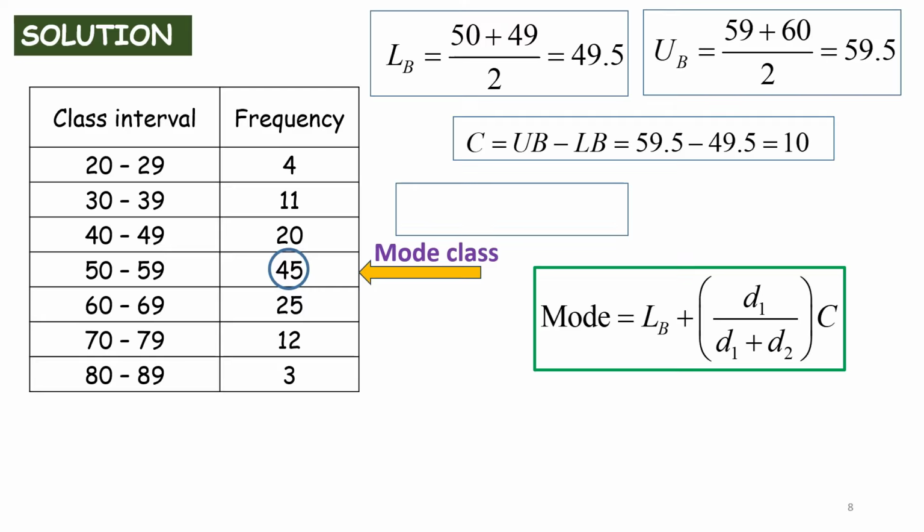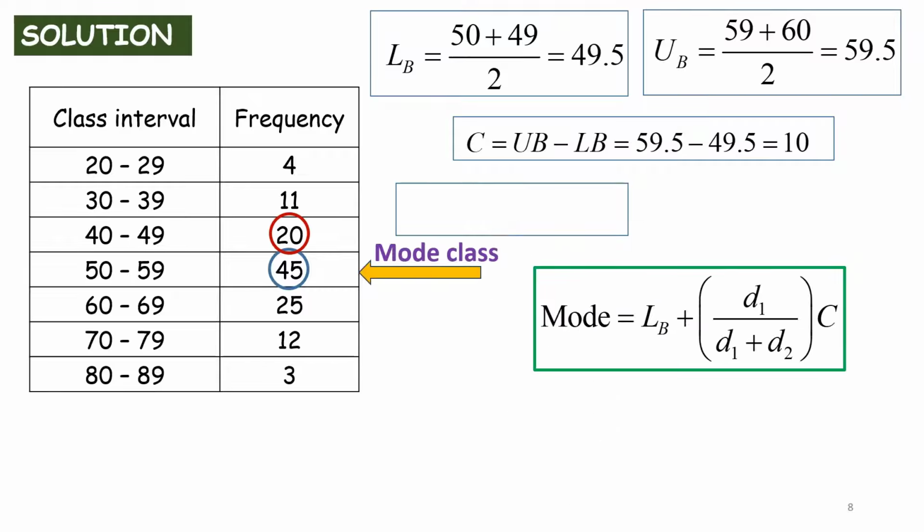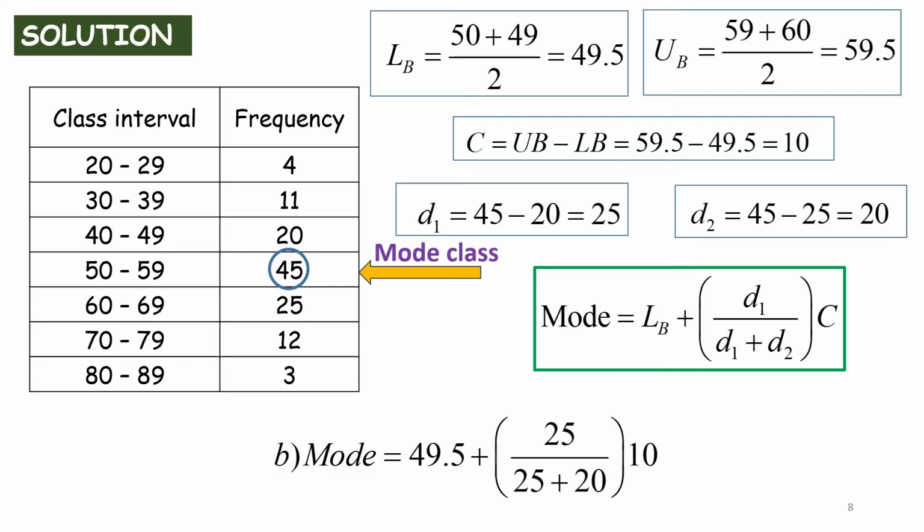Next we will be finding the values of D1 and D2. D1 is the difference between the mode class frequency and the previous class frequency. D2 is the difference between the mode class frequency and the next class frequency. For this example the value of D1 is 25 and the value of D2 is 20. Once we have obtained all the values needed we can insert them into the formula of the mode. The mode for this distribution is 55.056.